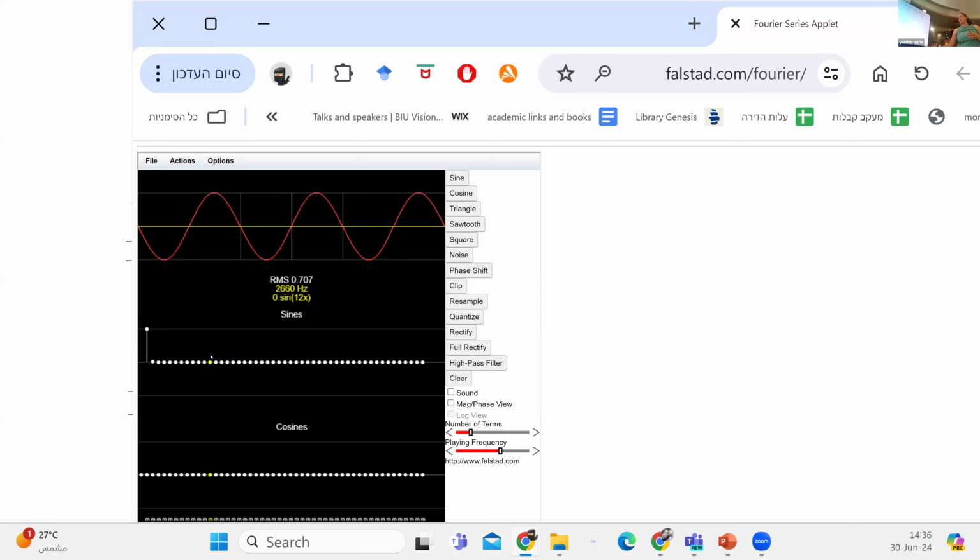I don't understand what the frequency number represents. The frequency number represents how many periods you have in 1 second. Here, take the x as a t.